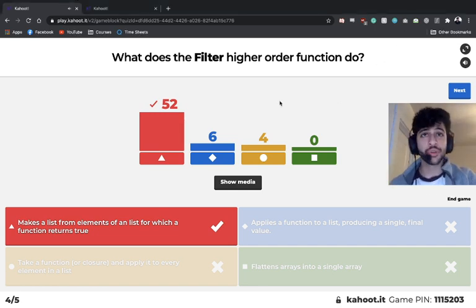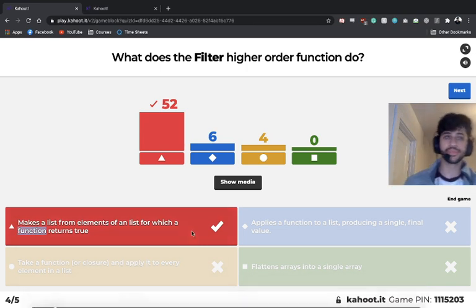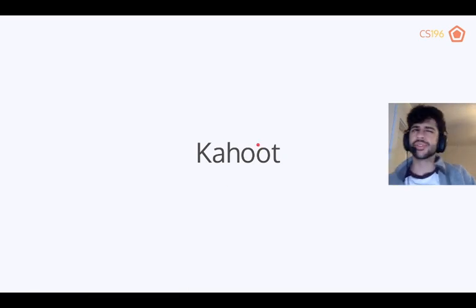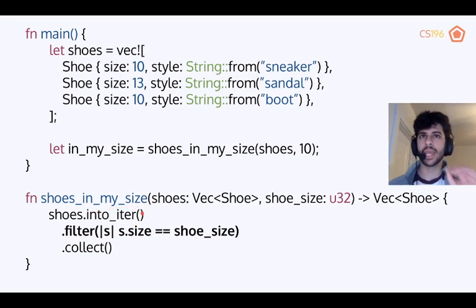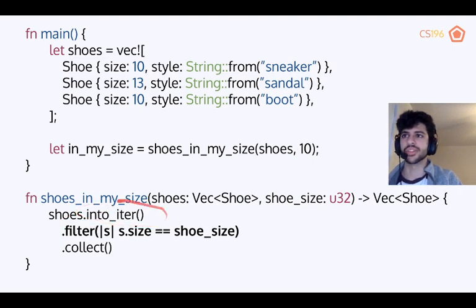Well done to the 52 of you. Filter will make a list or an iterable from elements of a list or an iterable for which a function returns true. Well done. And to answer the question from before, why is it into_iter in this case instead of iter for the map? It has nothing to do with filter versus map. iter will give you essentially the items by reference, and into_iter is a little bit different. But the focus isn't there, and I'm pretty sure it would work regardless of which one you use here.